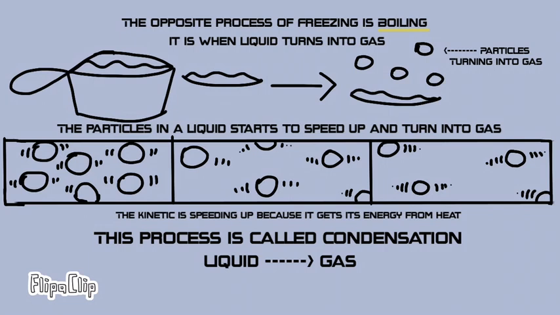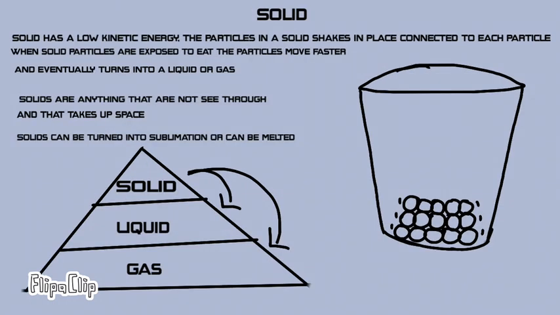The opposite process of freezing is boiling. It is when liquid turns into a gas. The particles in the liquid start to speed up and turn into a gas. The kinetic energy is speeding up because it gets its energy from heat. This process is called condensation, a liquid to a gas.